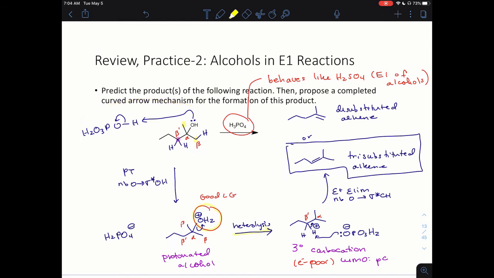That undergoes a heterolysis reaction to generate the tertiary carbocation, which is an electron-poor species. There really is not a nucleophile around, so we have elimination. So this time we can use the conjugate base of phosphate. Since phosphoric acid is a weak acid, we can use this conjugate base to deprotonate. And that will generate the tri-substituted alkene product.